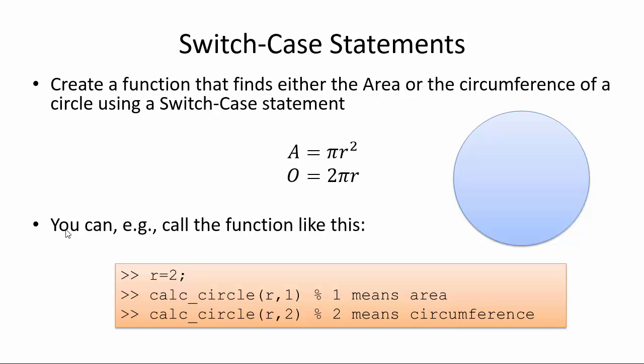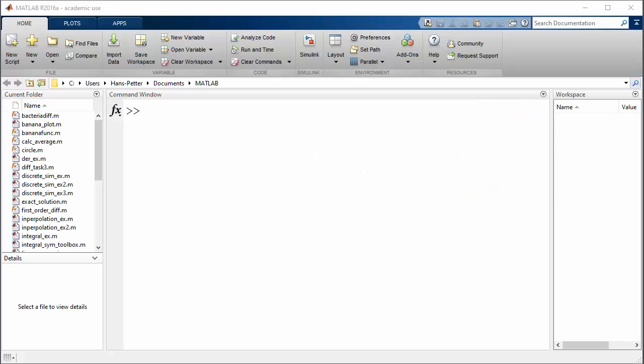So when we have created the function, we can test and use the function in the command window like this. So we can set r, for instance, equal to 2, and then we can execute the function with the 2 inputs r, and then the second input: when the second input is equal to 1, we should calculate the area using this function. And when the second input is equal to 2, then we should calculate the circumference using this formula. So let's go to MATLAB and start creating this function.